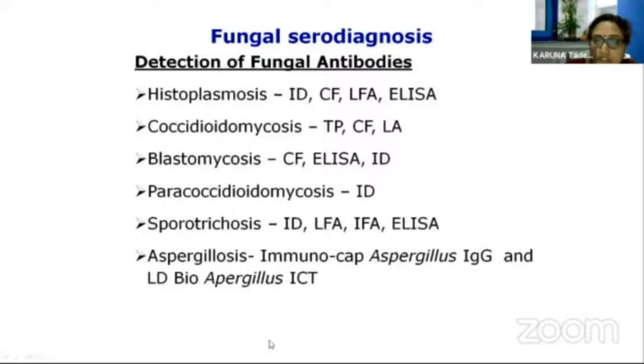Then in case of aspergillosis, there has been a lot of progress and a lot of updates coming up for antibody detection. Antibody detection in aspergillosis has a significant role in chronic pulmonary aspergillosis, and to an extent it is almost becoming a point of care test. As I will tell you during the course of my presentation, ImmunoCAP Aspergillus IgG antibody detection requires a big instrument, and a lot of resources are consumed and a lot of money has to be put in.